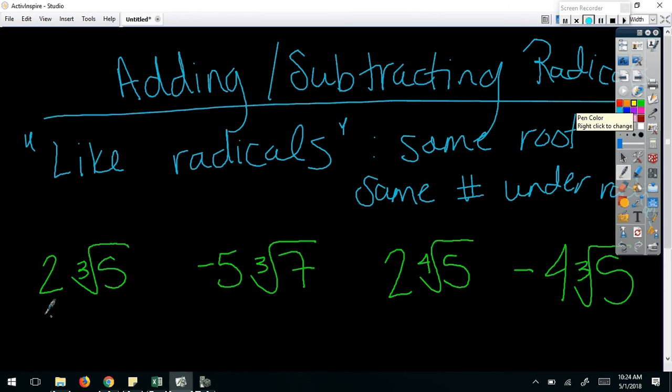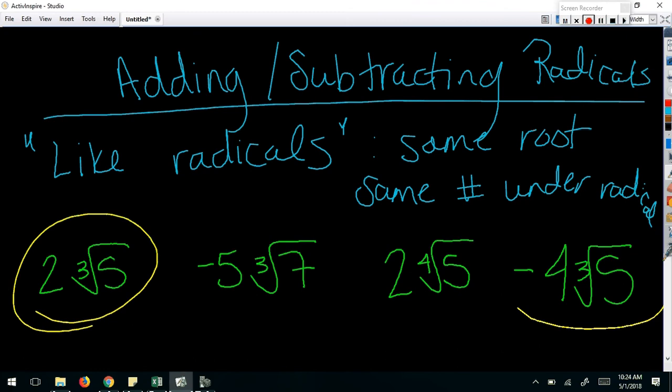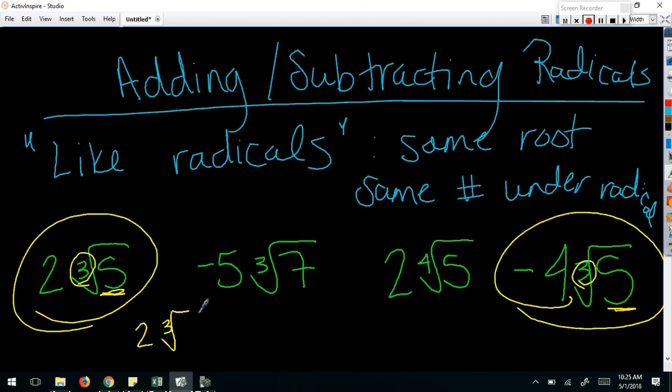The reason is that the root here and the number under are the same. The number in front does not have to be the same, but those two things must be the same. Now, when you combine like radicals, you do it just like you do like terms. So if I had 2 times the cubed root of 5 plus 4 times the cubed root of 5, the only thing I combine is the number in front of the radicals.